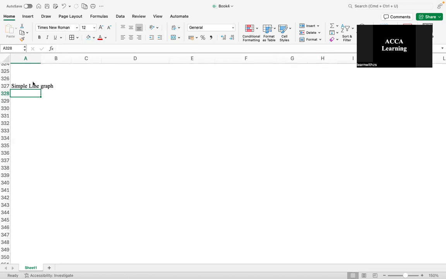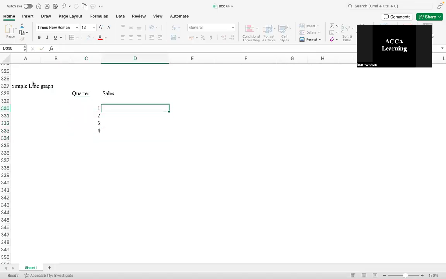For example, if I take the same quarter example and sales, okay, you have quarter 1, 2, 3, and 4. And you could take sales as 10,000, 12,000, 15,000, and 18,000. Always convert it into tables first.